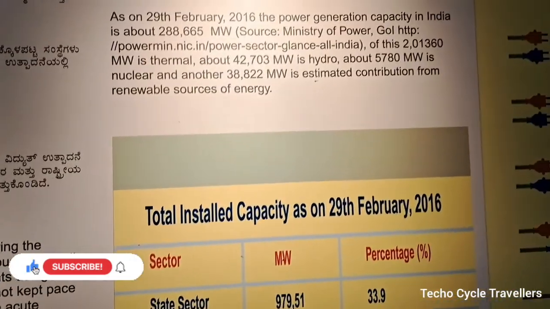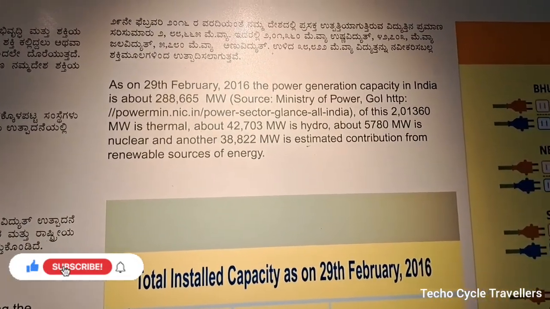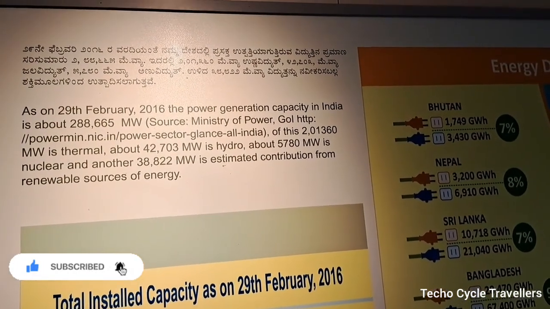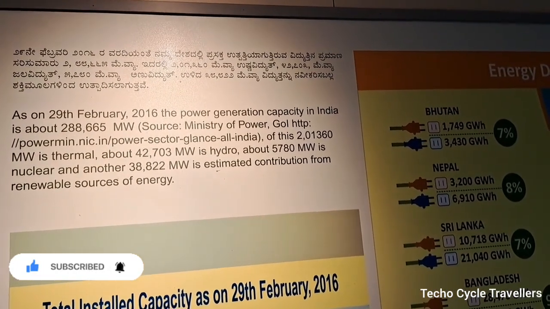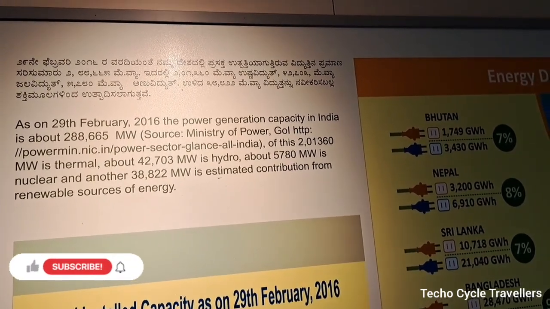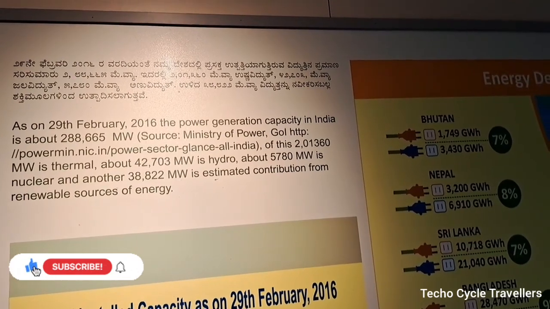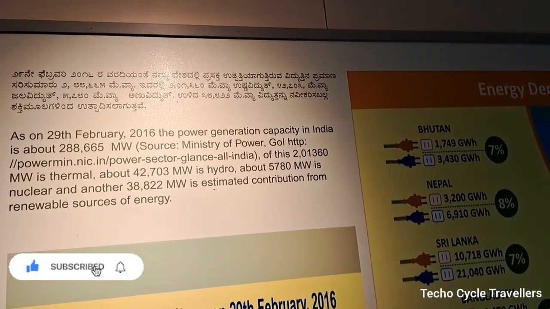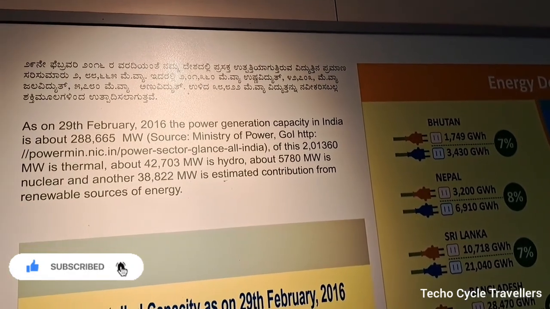As on 29 February 2016, the power generation capacity in India is about 2,80,665 megawatts. Ministry of Power, GOI, powermin.nic.in, power sector, all India.